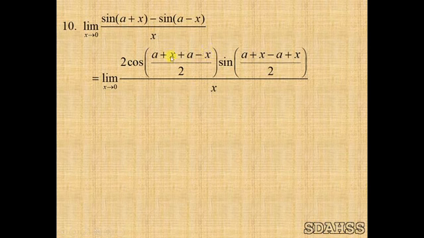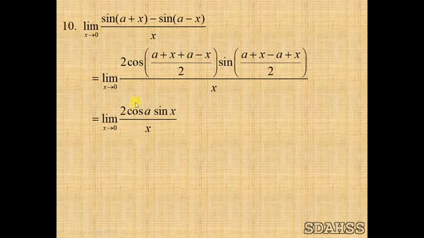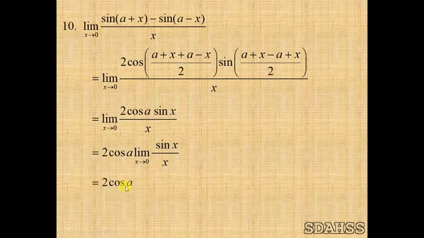Here plus x minus x cancel. Similarly here minus a plus a cancel. Remaining you have limit x tends to 0, 2 cos, here 2a by 2 is a. Similarly here sin(2x/2), which is sin x divided by x. So this can be written as 2 cos a into limit x tends to 0 sin x by x. So its value is 1. So this becomes 2 cos a.